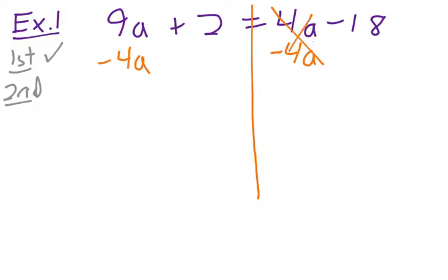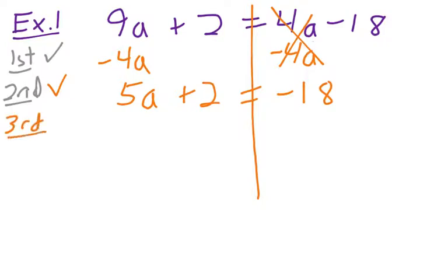So 4a minus 4a is nothing. I'm going to bring down my negative 18. And then 9a minus 4a gives me 5a. I bring down my plus 2. So we're done with the second step. Now it looks like a two-step equation. So two-step equation, we do PEMDAS in reverse. So we do add and subtract first.